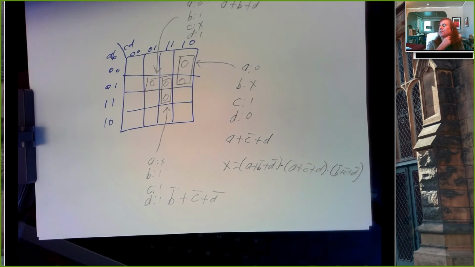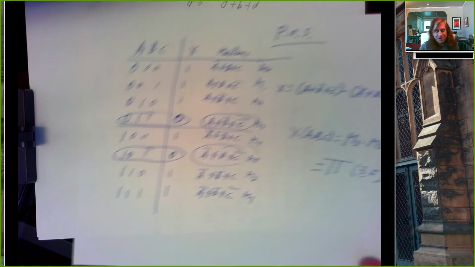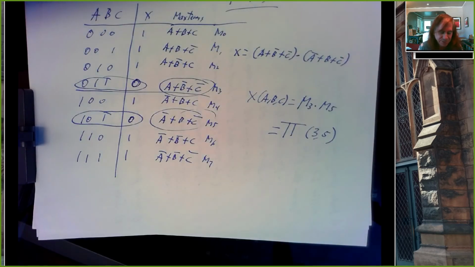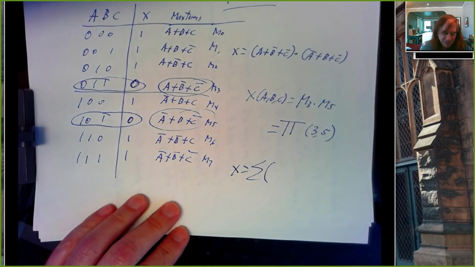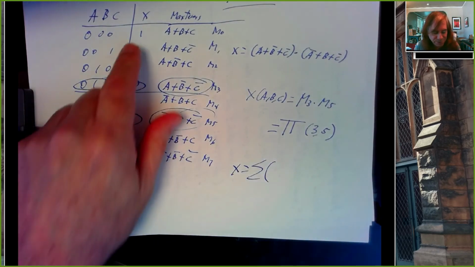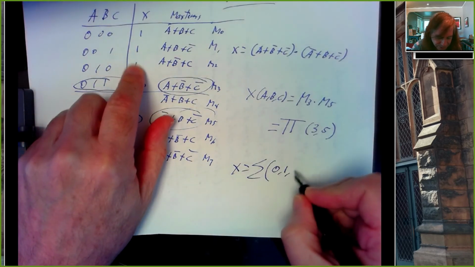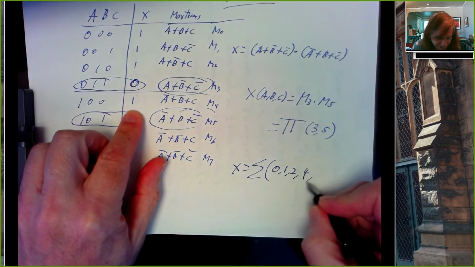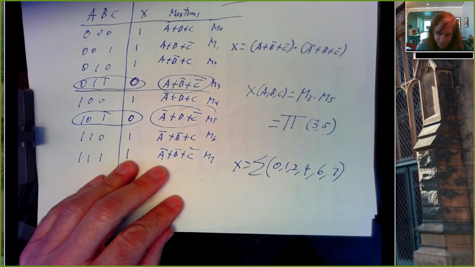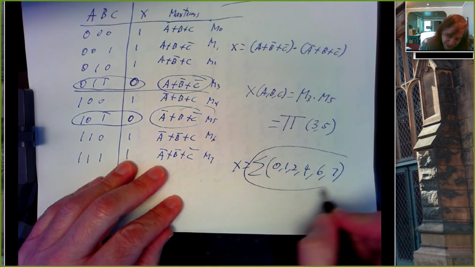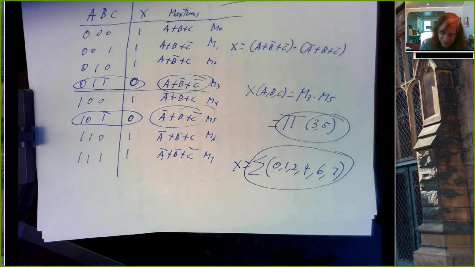And as you go through the homework, be looking for patterns. You'll start to notice some things. For example, if I were to write this in compact minterm form, it would be the sum of all the minterms where x is equal to 1. Well, that's minterms 0, 1, 2, not 3, 4, not 5, 6, and 7. So I can write my equation like this, or I can write my equation like that.